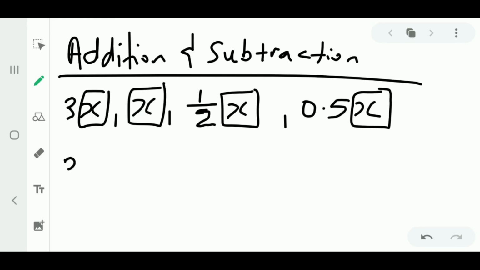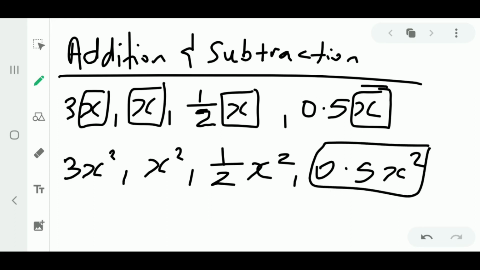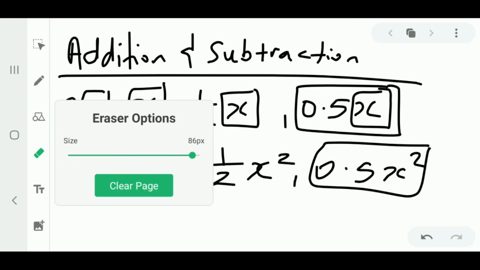Now pay attention to this. If we had 3x squared, half x squared, 0.5x squared, these could not be added to these because the powers are different. So what I'm trying to get to you guys is once the powers are different, they're called unlike algebraic terms. So you could have x squared, x cubed, x to the fourth, and so on. You can only add powers that are like powers.